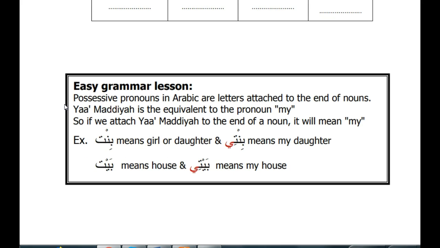Easy grammar lesson. Possessive pronouns in Arabic are letters attached to the end of nouns. Ya maddiya is the equivalent to the pronoun "my". So if we attach ya maddiya to the end of a noun, it will mean "my". Example, bint means girl or daughter, and binti means my daughter. Bait means house, and baiti means my house.